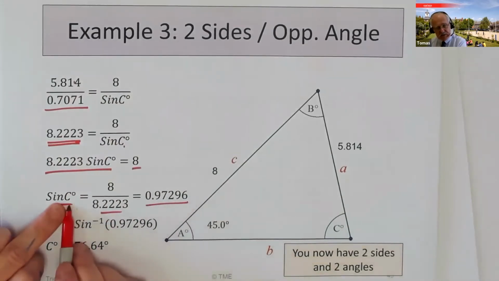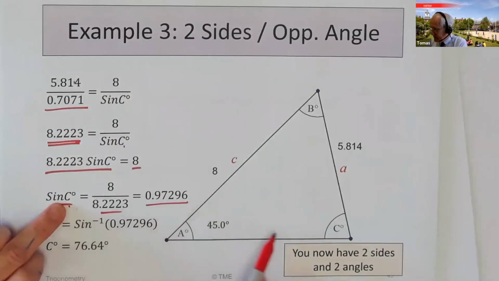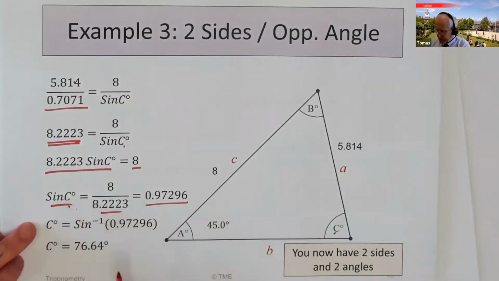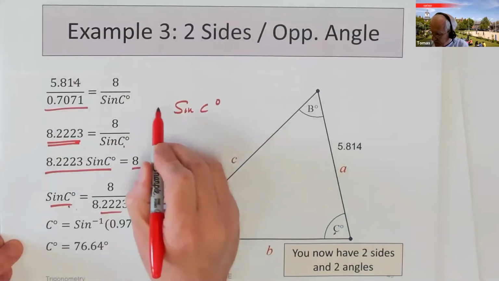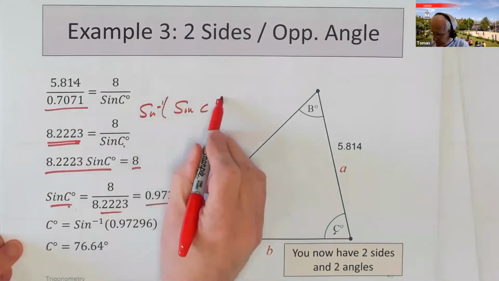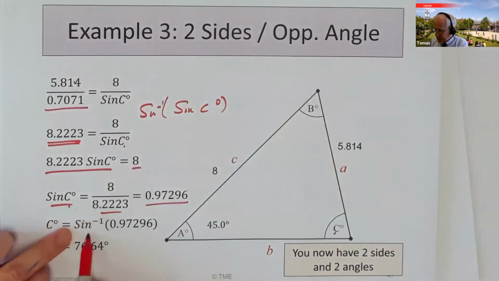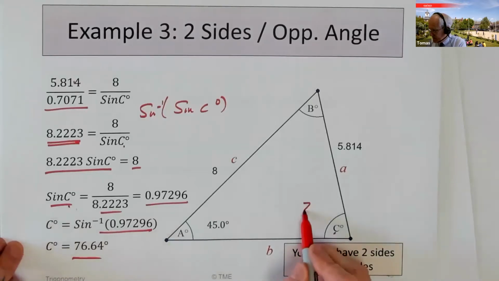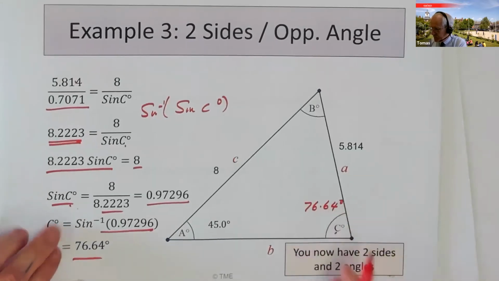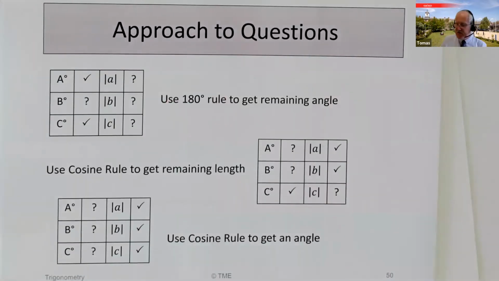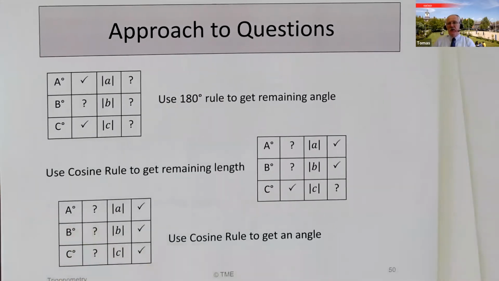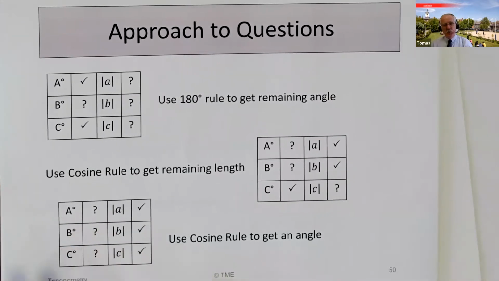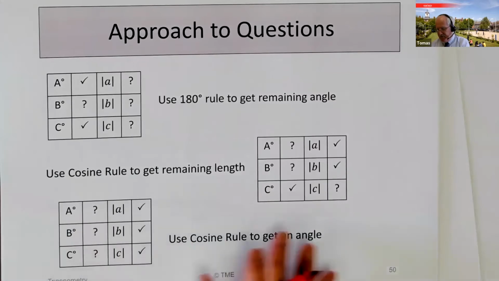But that's sine C. I'm interested in C. So I have to now get the inverse sine of that. So to get rid of the sine C, I take the inverse sine of it, just as I did here to get rid of it, and I end up with 76.64. So what you've seen there is a step-by-step approach that says, what have they given me? What do I know? What do I need to fill in?